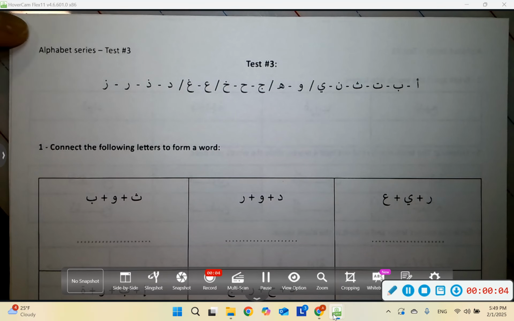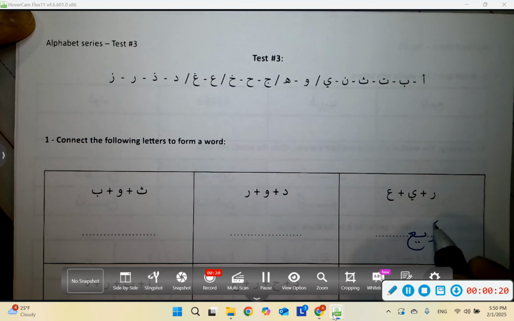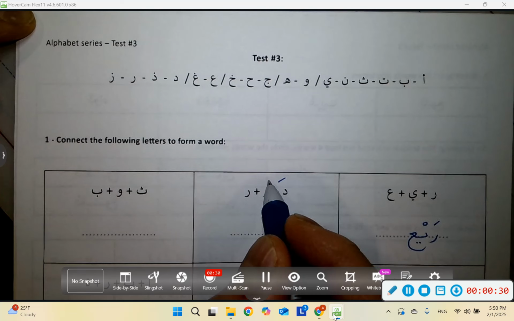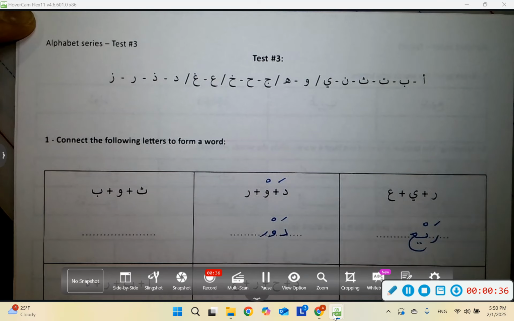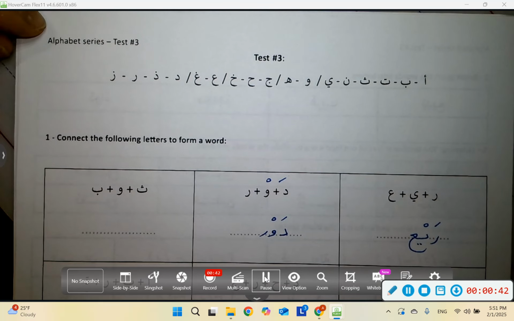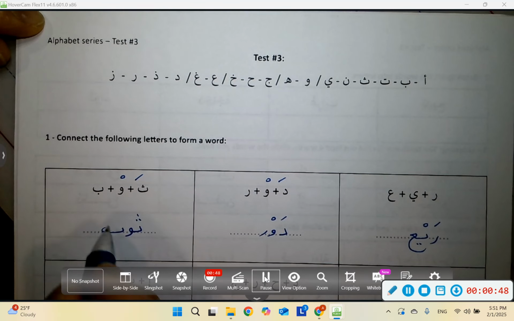Test number 3. Connect the following letters to form a word. ريع, ريع. دور, دور. ثوب, ث, واو, and ba.